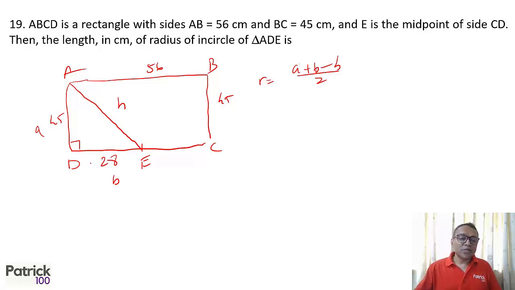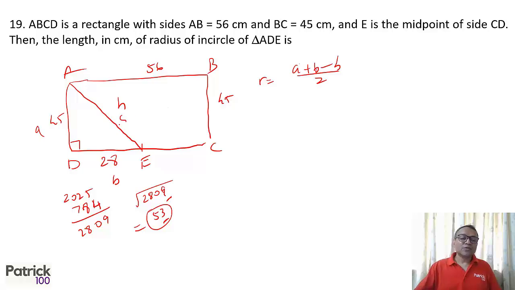By Pythagoras theorem, 45 square is 2025 and 28 square is 784. If you add it up, it becomes 2809. The square root of 2809, you can use the calci if you want, is 53. Remember, 50 square is 2500, and this is a little bit more. Ending in 9 means the root ends in 3, so 53 is what you get.